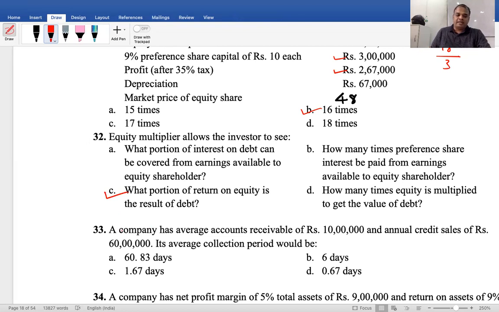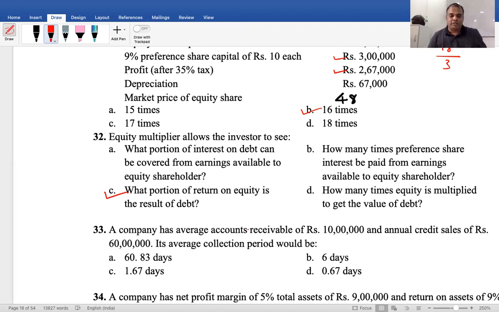Next question. A company has average account receivable of rupees 10 lakhs and annual credit sales of rupees 60 lakhs. Its average collection period is how much? What is the formula for average collection period? 365 divided by debtors turnover ratio. So you have to compute debtors turnover ratio. What is the formula for debtors turnover ratio? Credit sale divided by average debtors.